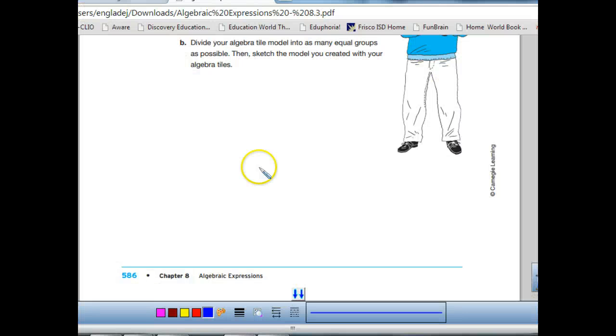So let's see what they want us to do. Then sketch the model you created with your algebra tiles. Okay, so in each of my groups, I was able to do an x and 2 of my 1's, right? So this is what I came up with.